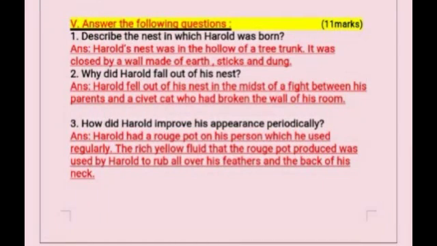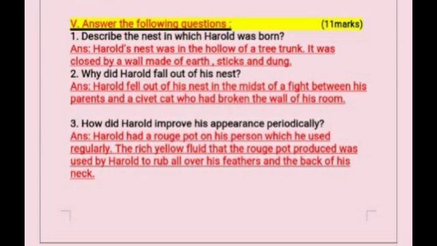Okay children. So the next Roman letter will be answer the following questions. So first question, describe the nest in which Harold was born. So Harold's nest was in the hollow of a tree trunk, and it was closed by a wall made of earth, sticks and dung. Next one, why did Harold fall out of his nest? So Harold fell out of his nest in the midst of a fight between his parents and the civet cat who had broken the wall of his room.